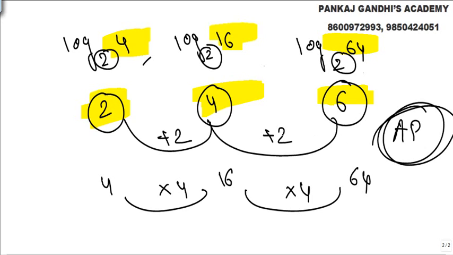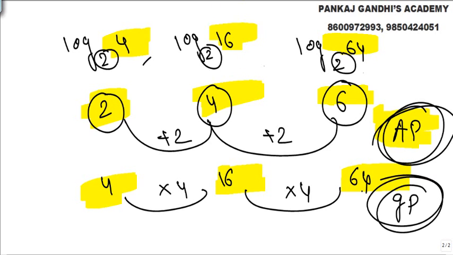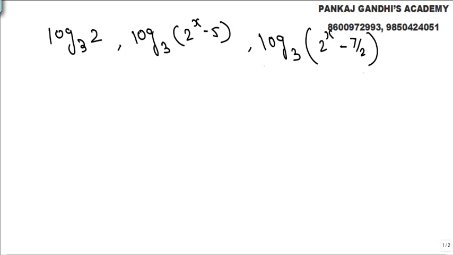If the logs of certain things are in AP, then those values should be in a GP. This is the concept. If the logarithms of certain things are in AP, the numbers should be in a GP. That's what we know. Trying the answer options is the best way.